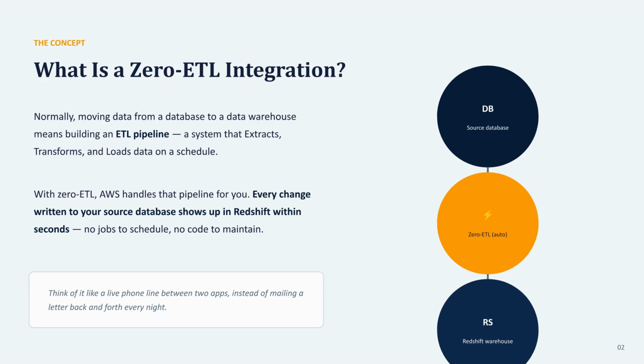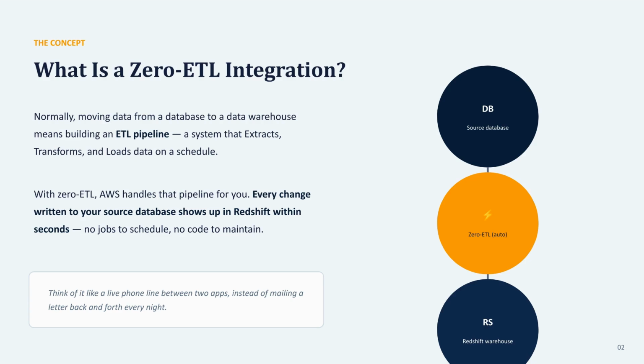With Zero-ETL, AWS manages the replication path between the supported source and target. When a row is inserted, updated, or deleted in RDS for MySQL, the change is captured and made available in Redshift in near real time. Think of it as a managed live connection instead of a nightly package delivery.